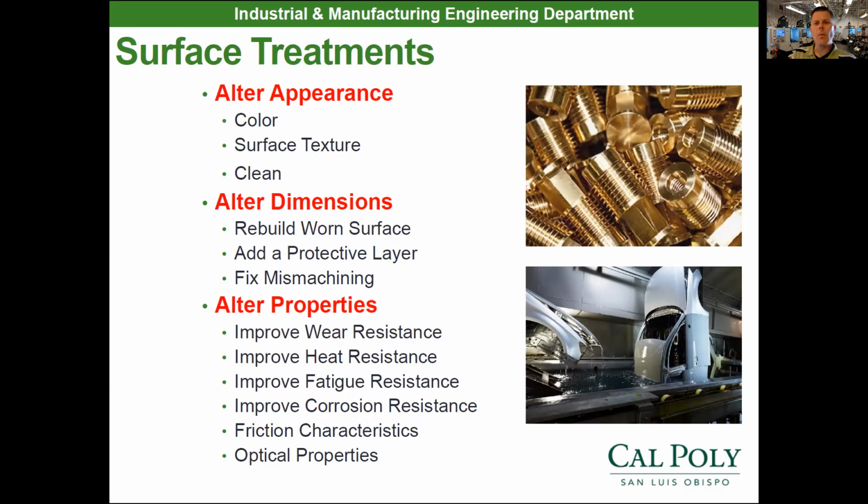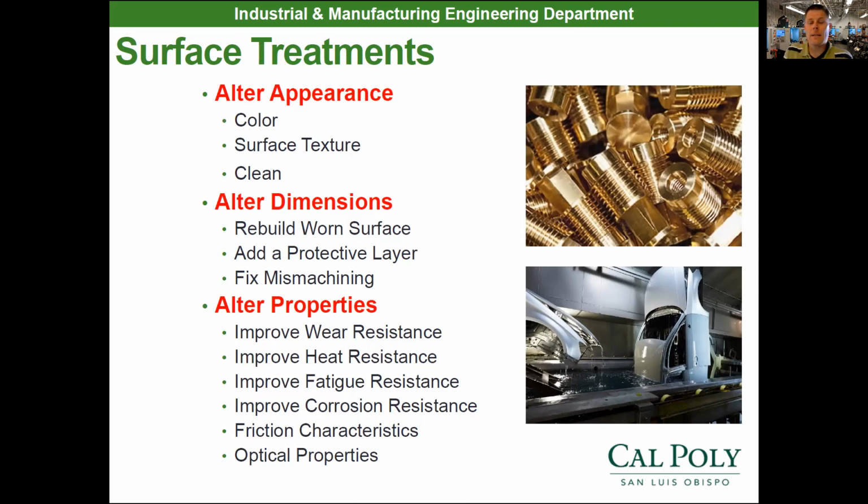Now, another reason you might use surface treatments is to alter the dimensions. Some parts maybe have a worn surface, and you need to use some of these surface treatments that we'll talk about to build up layers and maybe rebuild the surface. You can also add protective layers, like in the case of anodization or powder coating. We'll talk about those 2 types of processes. So it adds some sort of protective layer to maybe make the part a little bit harder on the surface, or keep it from corroding.